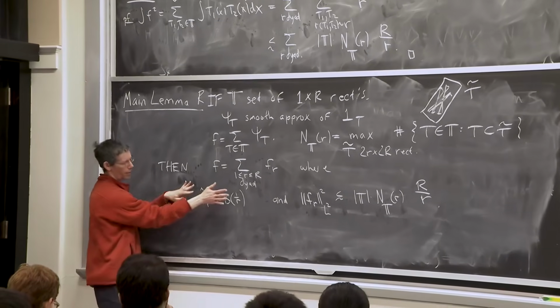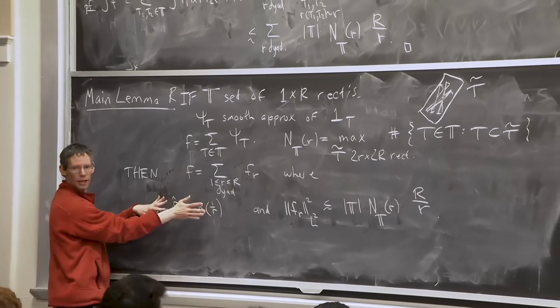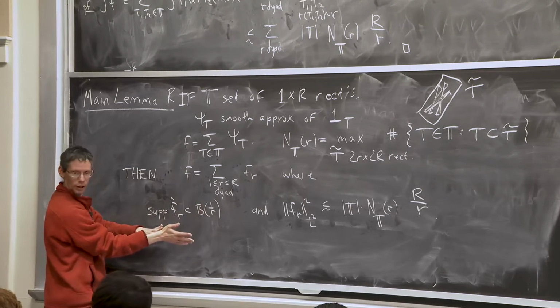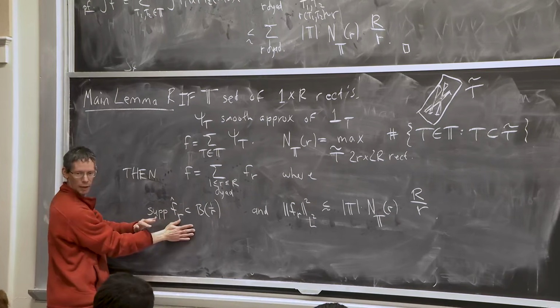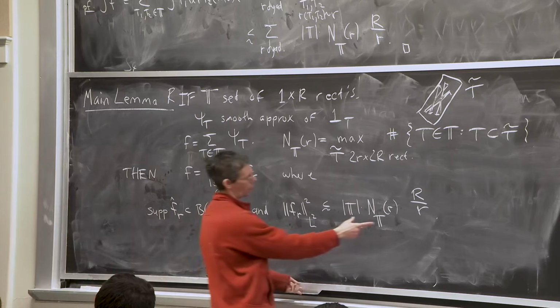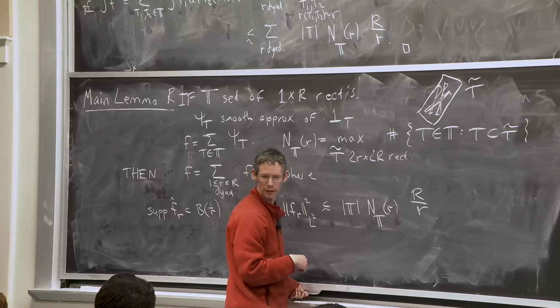If I were to erase this information in the main lemma, then all that would be left is the L2 bound. But there is this information, and this is helpful. This is telling us something more. Now, depending upon what we know about this thing here, different terms might dominate this sum.